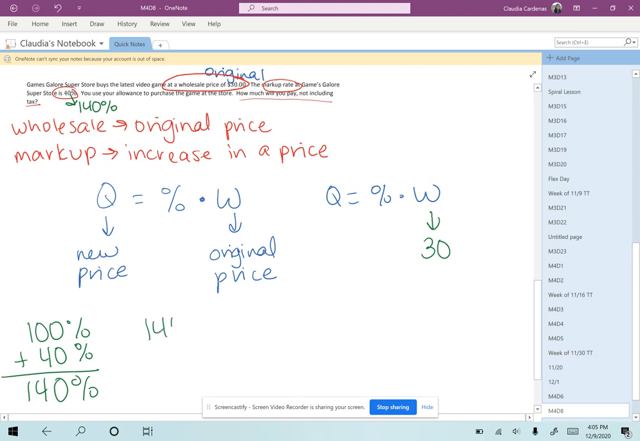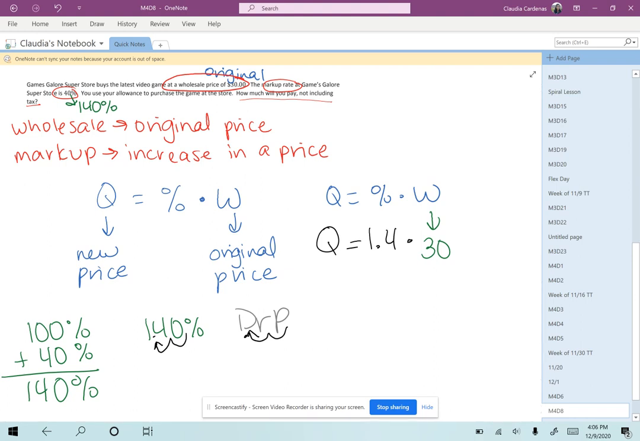And if we have 140%, before we substitute that into our equation, we have to convert it to a decimal by moving that decimal over 2 places to the left. So I see our decimal is 1.4, and we are missing Q. We are missing the part that we have to pay after this markup. Alrighty, so if we have our equation set up, we can start solving.